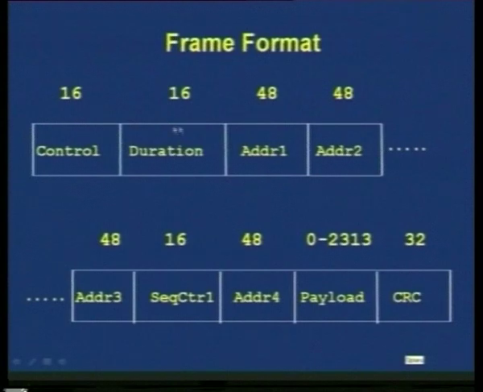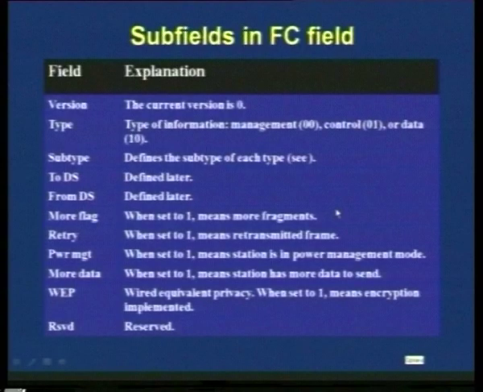So, if you look at the frame format, you will have a control field here, it is a 16-bit field. Then you have a duration field, which is a 16-bit field again. Then there are address 1, address 2, address 3 and address 4, which are four 48-bit fields. Then there is a sequence control field. Then you have the payload, which can be from 0 to 2333 bytes. That is followed by the CRC, which is used for error checking, which is a 32-bit CRC that is used over here. Okay. So, these are the fields that you have in the frame format.